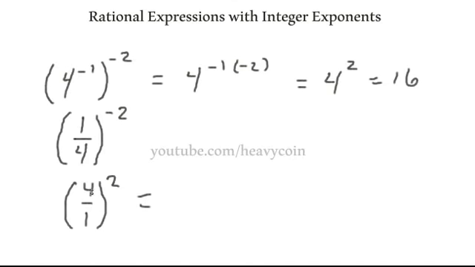Okay, another way of looking at this. You can distribute this 2. This is 4 squared, and of course 1 squared. And of course this becomes 16. Now I could have written this 4 over 1 as just 4, right? 4 squared, which is 16.